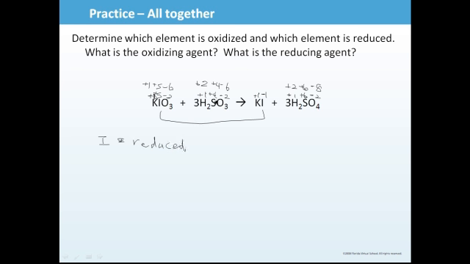All right, oxygen goes from minus 2 to minus 2, so there's no change there. Hydrogen goes from plus 1 to plus 1, no change there. Sulfur goes from plus 4 to plus 6. All right, so that is going up the number line, if you will. So that is the one that's being oxidized, right? So sulfur is the one being oxidized.